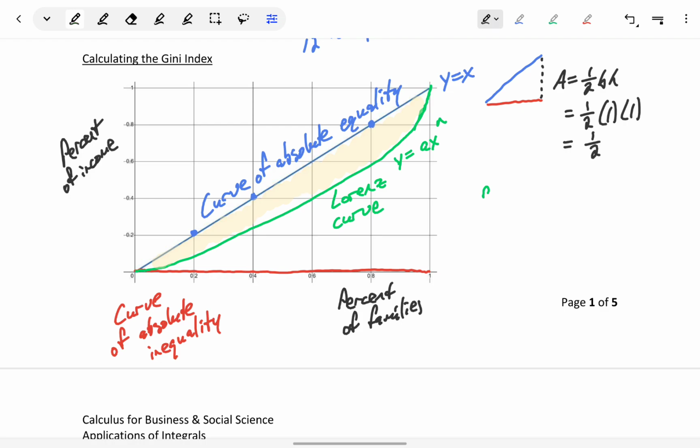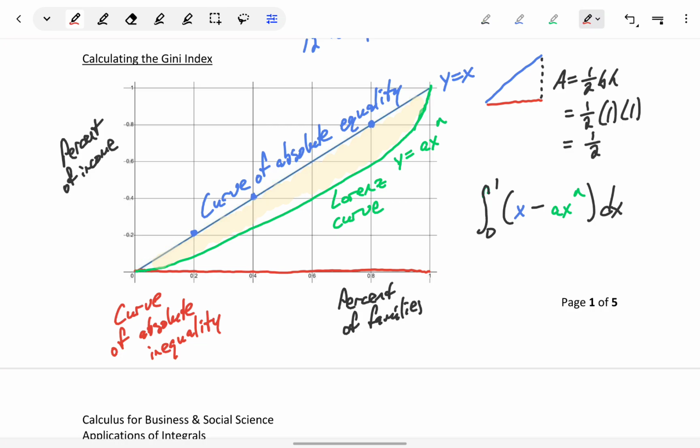Meaning we'll find the definite integral as x goes from 0 to 1 of x, that curve of absolute equality, minus that Lorenz curve, L of x, or a times x to the n, whatever form that Lorenz function takes, dx. As that Lorenz curve gets closer to the curve of absolute equality, that area gets closer to 0. As it gets closer to the curve of absolute inequality, that area gets closer to 1/2, meaning this result will be somewhere between 0 and 1/2.